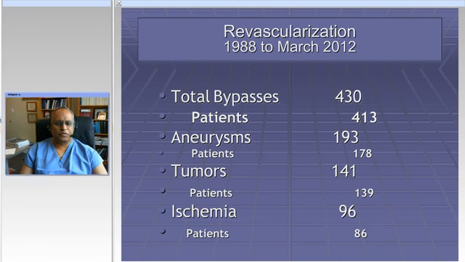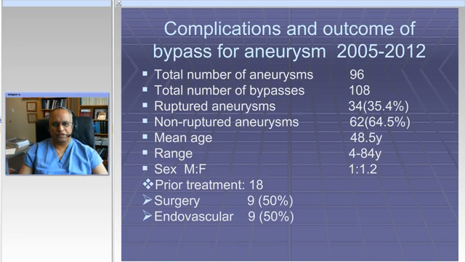I have a large experience with aneurysms now, aneurysm revascularization, less experience for tumors. Our bypass numbers for aneurysms are going down. Why? Because of the use of the pipeline embolization device. But still, it's a very relevant technique. Now, this shows the experience of bypasses.